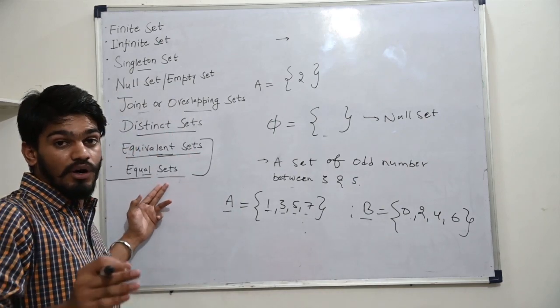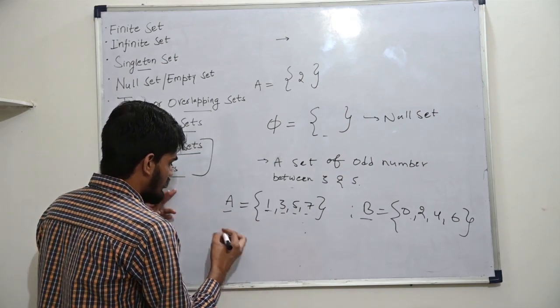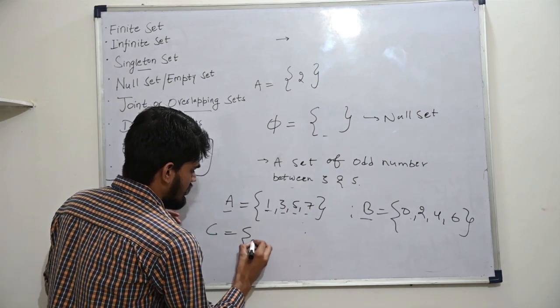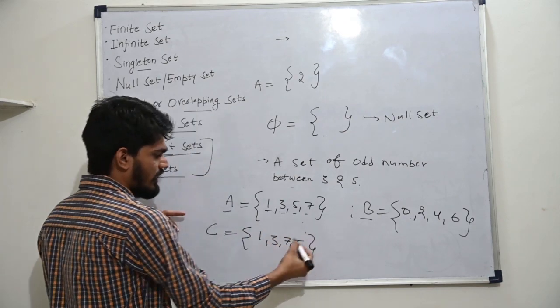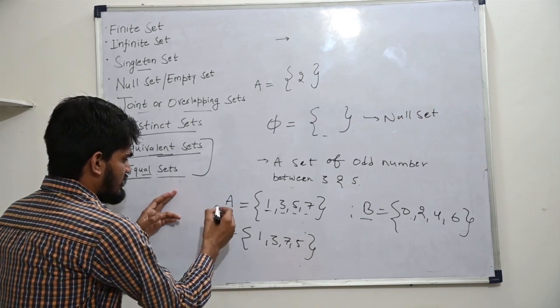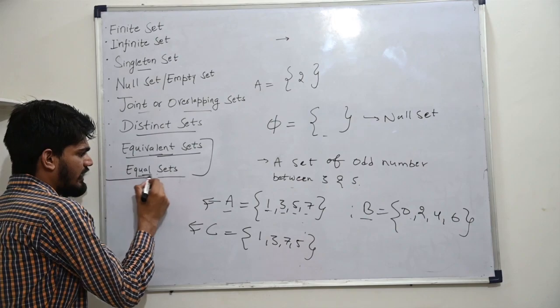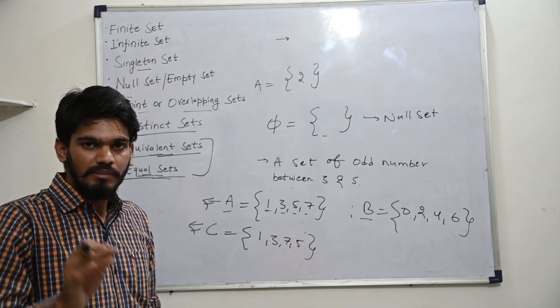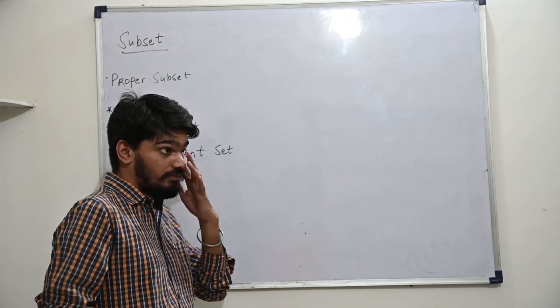Equal sets are when all the elements are the same. So we have a set A equals 1, 3, 5, 7. Let's say we have a set C equals the same, 1, 3, 7, 5. Order can be different. So set A and set C will be known as equal sets, not just when the number of elements is the same. Alright, let's talk about subsets now.